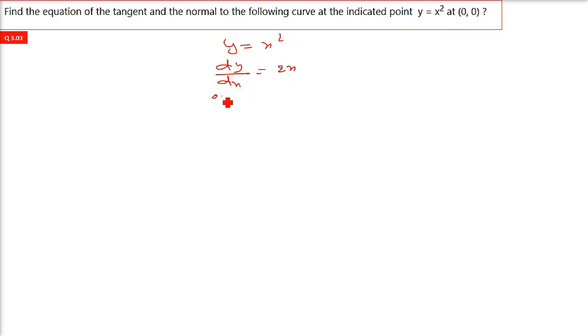And since at (0, 0) x is 0, we get dy by dx as 2 into 0, which is 0 only. So the slope of the tangent is 0. How to find out the slope of the normal, which is -1 by this constant, -1 by 0.